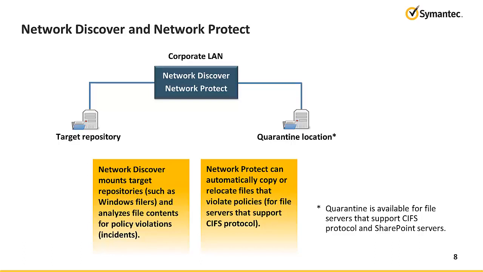For file system scans, Network Discover uses the underlying operating system on the Discover server to mount and scan the remote file system. Windows file shares are the most common target for Network Discover scans. In addition to file system scans, Network Discover supports native scanning of Lotus Notes databases and any SQL database accessible via JDBC or ODBC, for instance, Oracle, Microsoft SQL Server, and IBM DB2. Network Discover can also scan Exchange and SharePoint repositories.